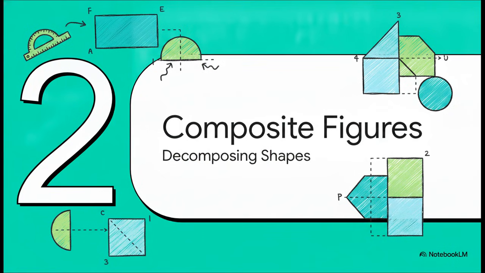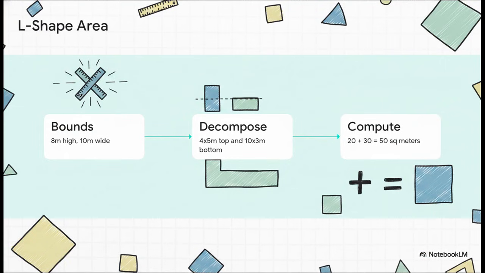Moving right along to section 2, decomposing composite figures. Let's see how these rules actually play out. Let's tackle our first created practice example. We've got this L-shaped figure here, and overall, it's 8 meters high and 10 meters wide. To find the total area, we just decompose it, or break it down, into 2 simple rectangles.